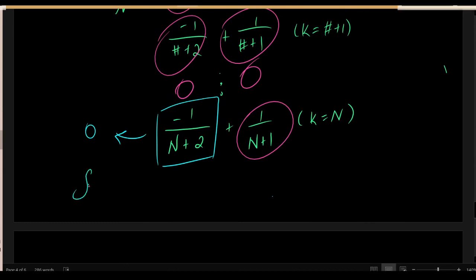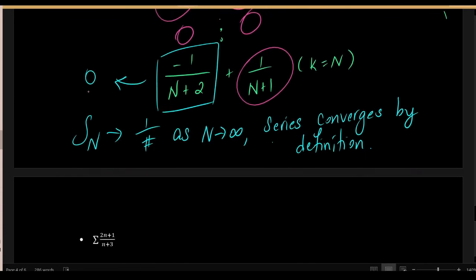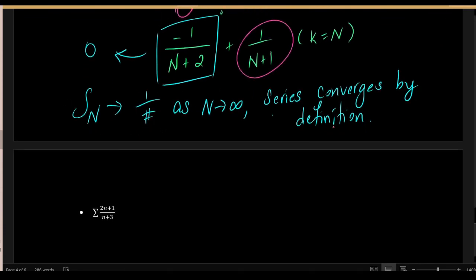So the partial sums approach whatever this initial number is, 1 over whatever, as n goes to infinity, and the series converges by definition. The meaning of "a series converges" was that the limit of the partial sums existed. So by analyzing the partial sums of this telescoping series and concluding that the partial sums approach a finite number, the definition tells us that the series converges.